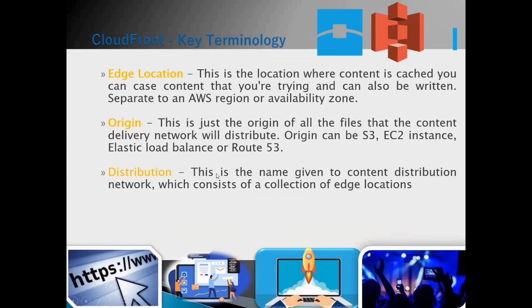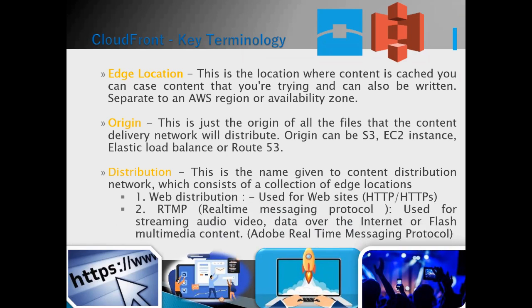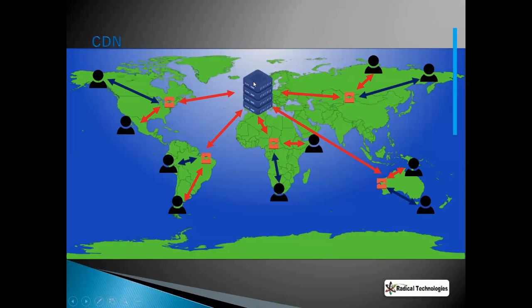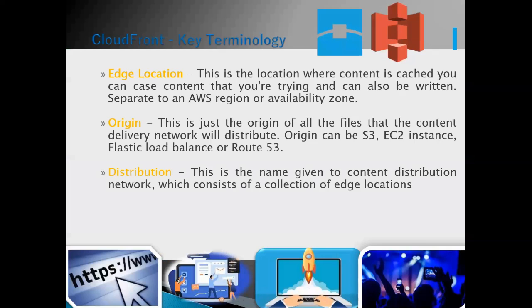Now, what is a distribution? This is the name given to the content delivery network, which consists of a collection of edge locations. What does distribution mean? Like in the previous diagram, your website is here. This is your origin, and these are individual edge locations. The collection of these edge locations is called a distribution. The set of edge locations your website is distributed to is called the distribution. Are we clear?